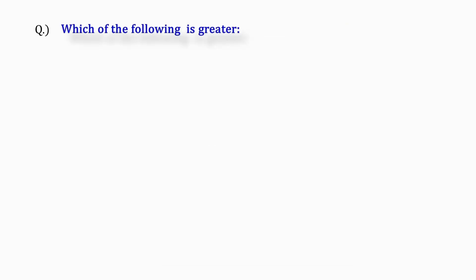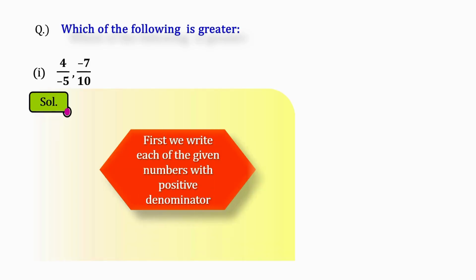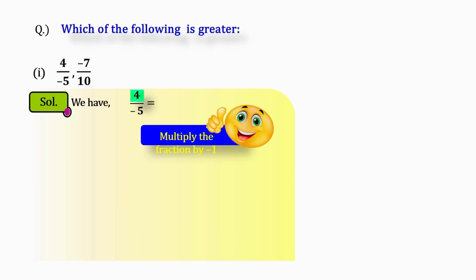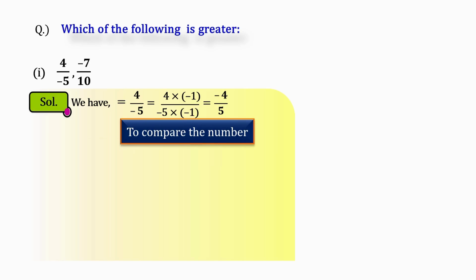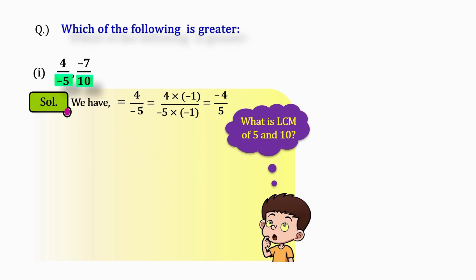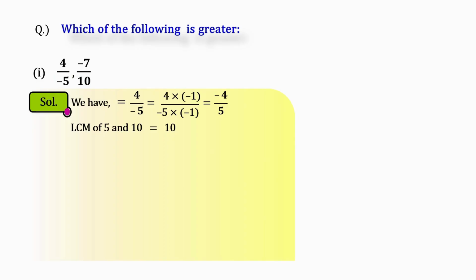Module 18. Which of the following is greater? 4 by minus 5 and minus 7 by 10. First, we need to write each of the given numbers with positive denominator. Now to compare the numbers, first we need to make the equal denominator by taking the LCM of it. So 5 and 10 LCM is 10.